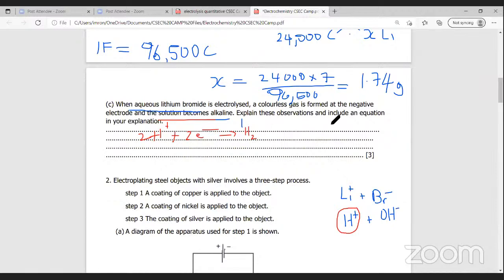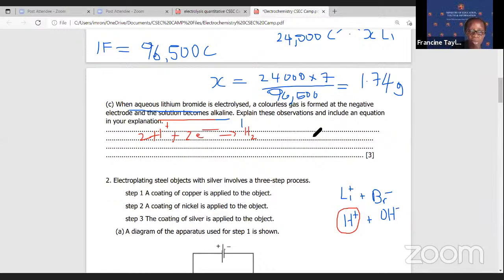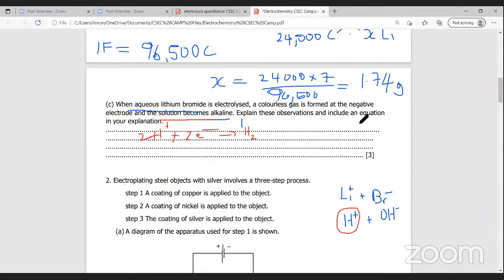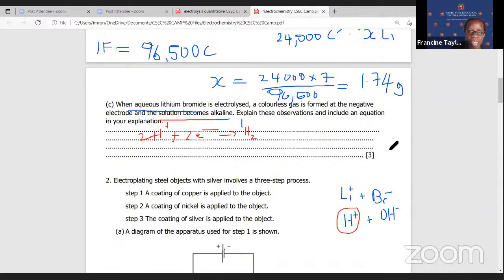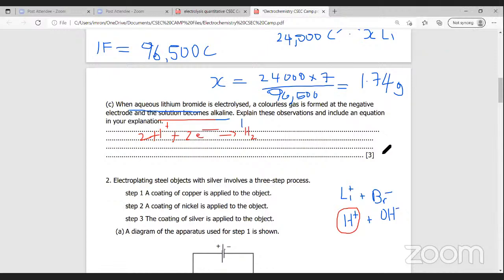What do you suppose I ask you? What gas is produced at the anode? What would you tell me? Okay, so I'm seeing bromine is forming at the anode, and somebody has it is losing H+ ions. It probably means that bromine is forming at the anode, yeah? Because if the solution is becoming alkaline, you must be left with lithium hydroxide in the solution.